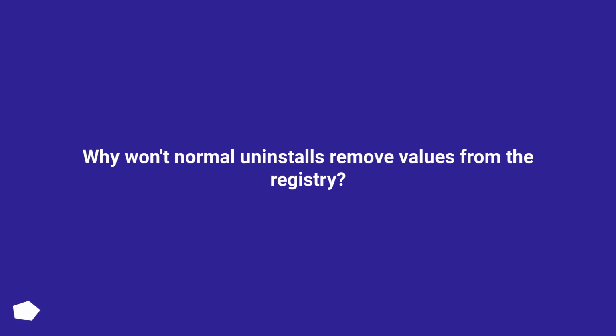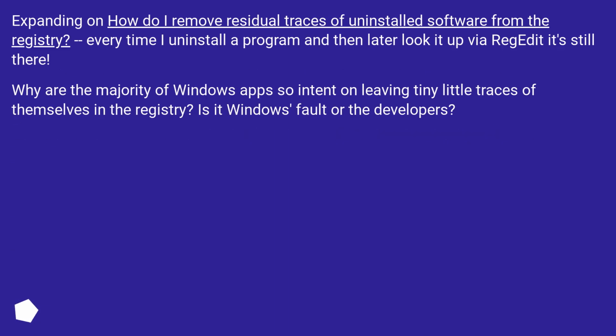Why won't normal uninstalls remove values from the registry? Expanding on how do I remove residual traces of uninstalled software from the registry. Every time I uninstall a program and then later look it up via regedit, it's still there. Why are the majority of Windows apps so intent on leaving tiny little traces of themselves in the registry? Is it Windows' fault or the developers?